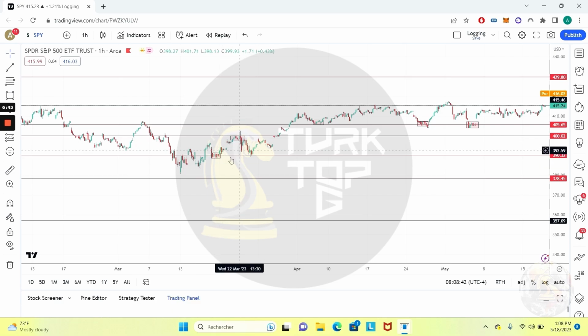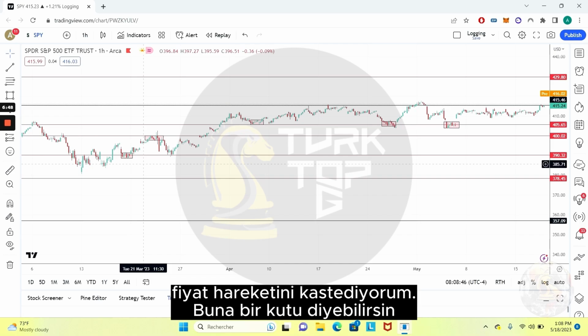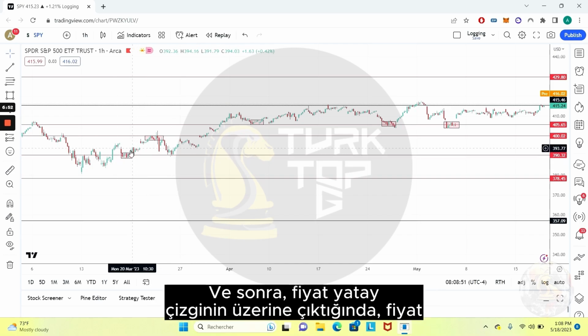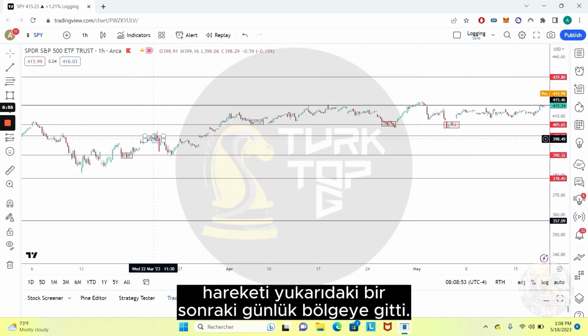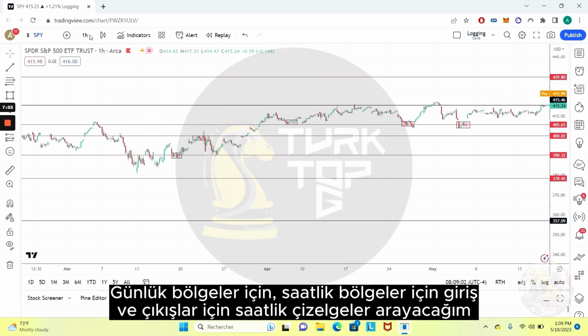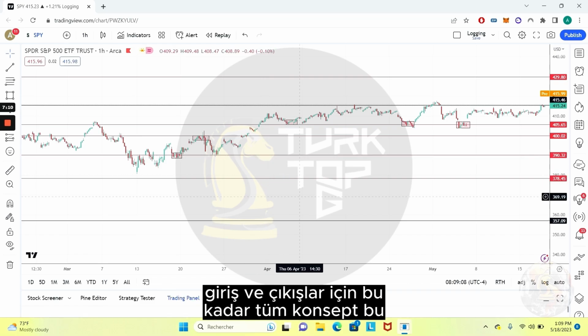You see? What do I mean by consolidation? It simply means sideways price action. You can call it a box, you can call it whatever, right? Just means sideways price action. And then once price broke above the sideways price action, it went to the next daily zone above. So that's the basis of zone to zone trading. Okay, for daily zones, I will look at hourly charts for entry and exits. For hourly zones, I will look at the 5-minute or 15-minute chart for entry and exits. That's it. That's the whole concept.